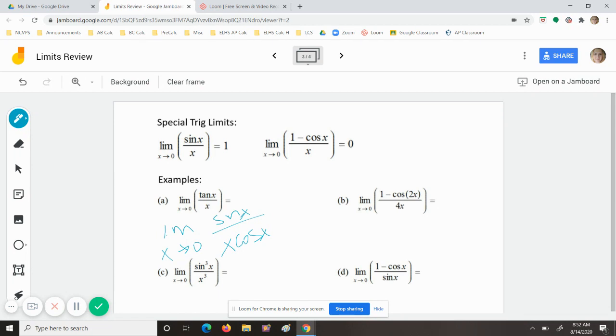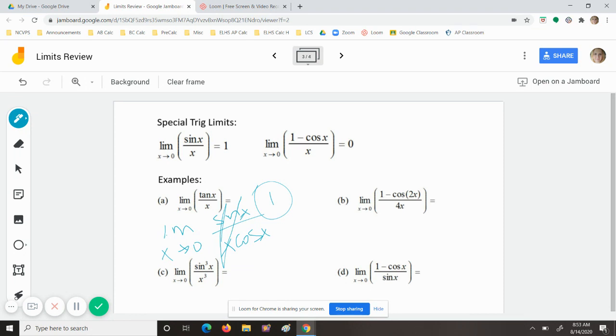Notice that we have sine of x over x. The limit as x approaches 0 of sine of x over x is 1. So that cancels out, and we have 1 over cosine x. Now can we plug in 1 over cosine of 0, 1 over 1? So the limit is 1.